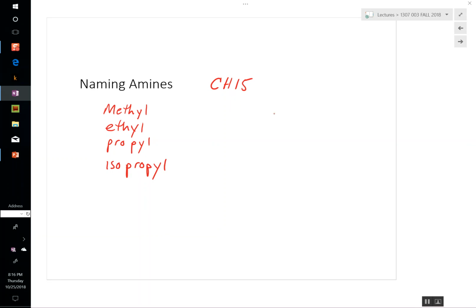Now keep in mind that amines are organic derivatives of ammonia. Okay, ammonia is NH3. It's a nitrogen with 3 hydrogens on it. So when we say organic derivatives of ammonia, we're basically saying removing one hydrogen and replacing it with one of these substituents converts it into an amine.